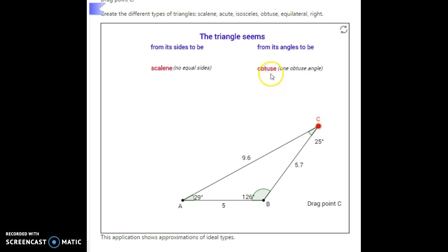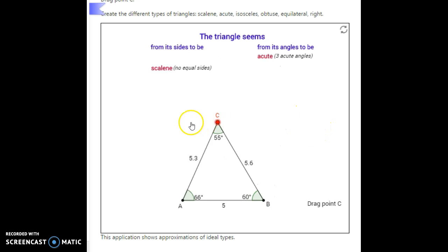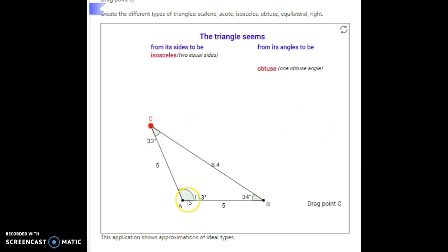So an obtuse triangle just needs one of these angles to be greater than 90 degrees. It doesn't have to be this one. It can be this one over here. See, look, that's 113. That's the obtuse angle. And still, if you add up the angles, they equal 180 degrees because every triangle is going to do that. So that's an obtuse triangle, and we already looked at right too.